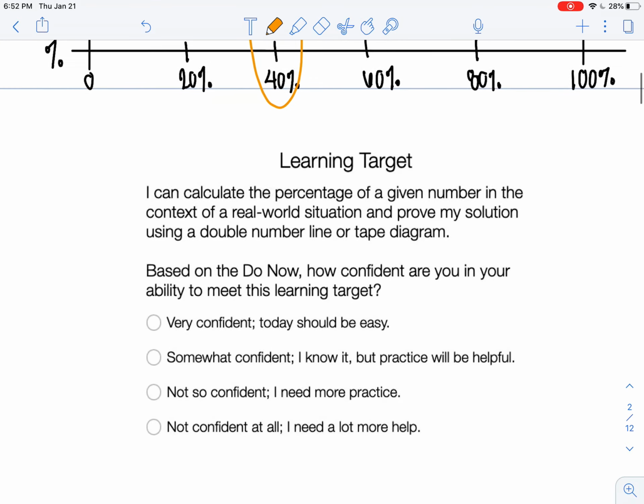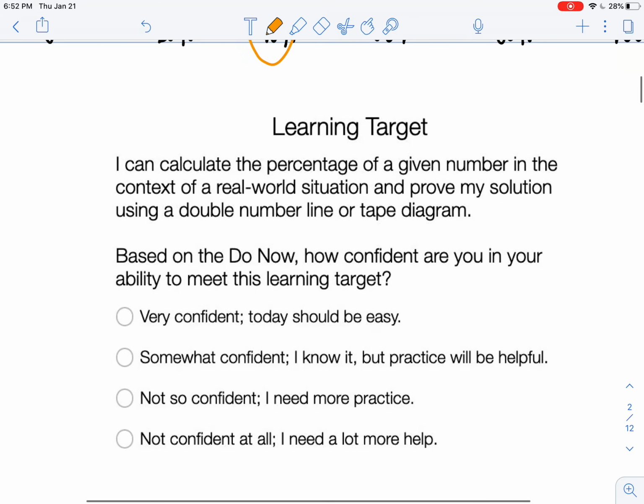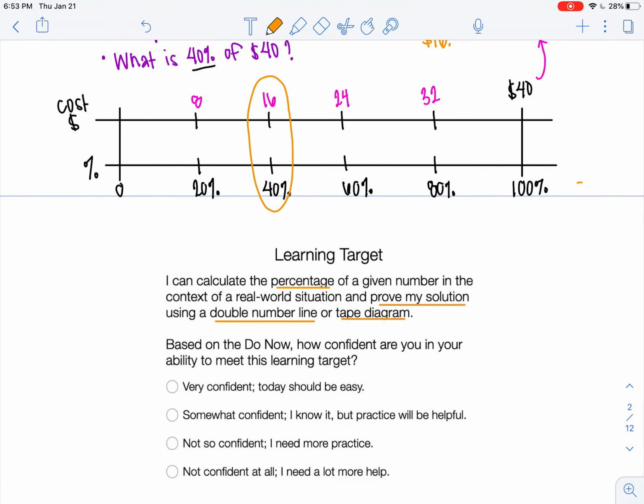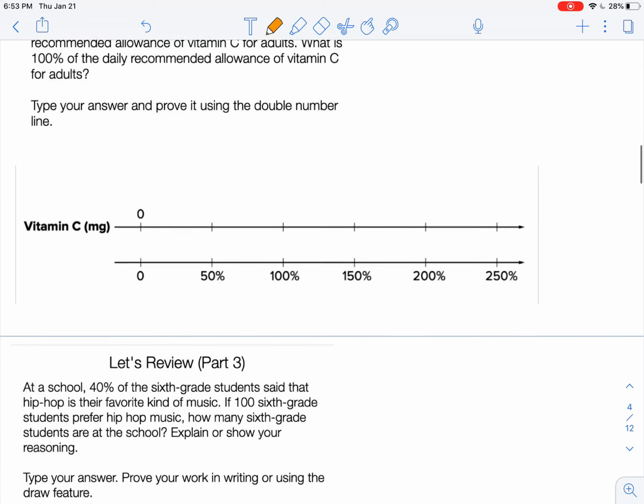First, we'll just go over the learning target. We're working on calculating the percentage of a given number in the context of a real world situation, like that example about a discount, and proving our solution using either a double number line or a tape diagram. So in the example above, we used a double number line. We were able to line up percentages and dollar values. And let's take a look at a tape diagram.